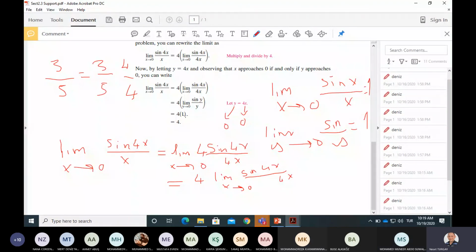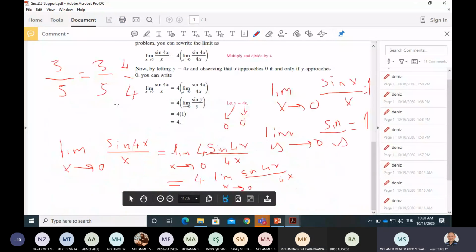So y and y, but you have to change this also to y. Why can you say that y also goes to 0? Because if x goes to 0, 4 times 0 also goes to 0. So you can change this in this way. Now we know that this limit equals 1, by the theorem, you can think like that with a different variable. Now the answer is 4.